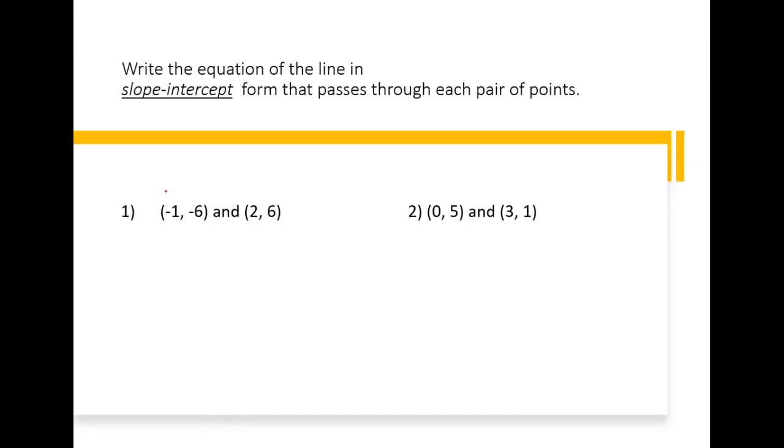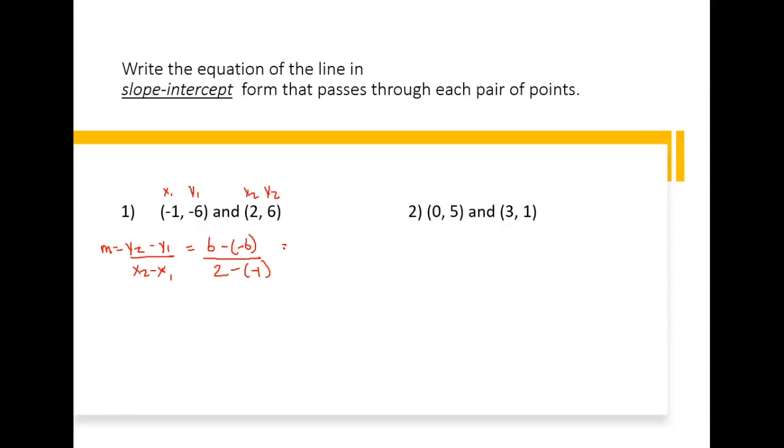Okay, so I have -1, -6, 2, and 6. Let's call this x1, y1, x2, y2, because I know that my slope has to be calculated first using the formula. You can always have this formula just in front of you. You don't have to memorize it, though it's not a tough one. So my y2 is 6, my y1 is -6 over x2, which is 2, take away x1, which is -1. So I have 6 take away -6 over 2 minus -1.